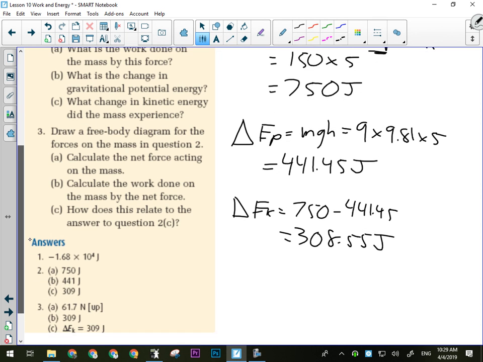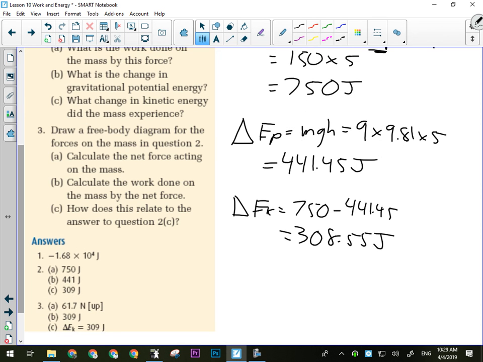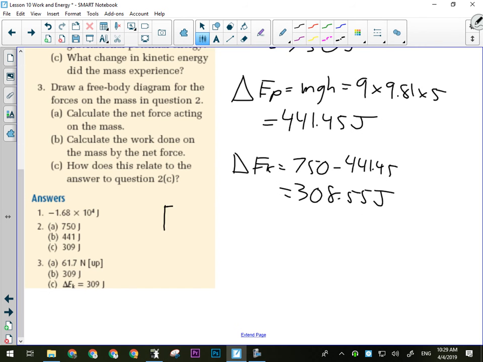Okay, so it says here, calculate the net force acting on the mass. All right, the net force causes a change in what kind of energy? Kinetic. That's what we have to remember here. That's what we have to get out of this question, is that a net force causes changes in EK, because net forces cause objects to accelerate.